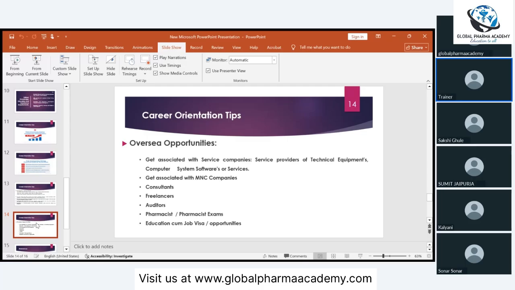So there are pharmacist and pharmacy exams. We have to attend and write those exams, and through that we will get a pharmacist job in pharmacies. So different exams, like in Australia they have different exams, in the USA they have pharmacist exams, so you can appear for those exams and get qualified.